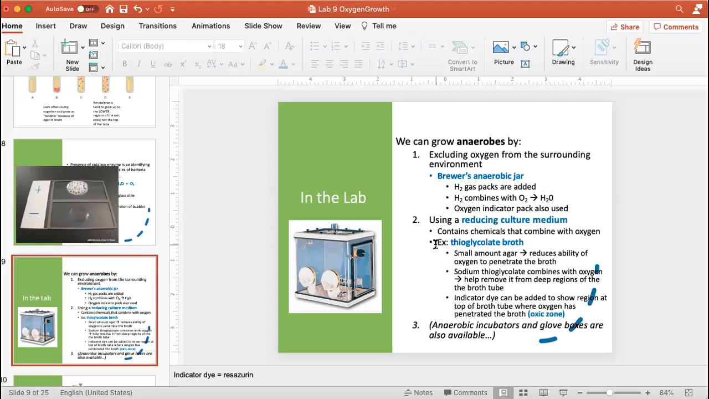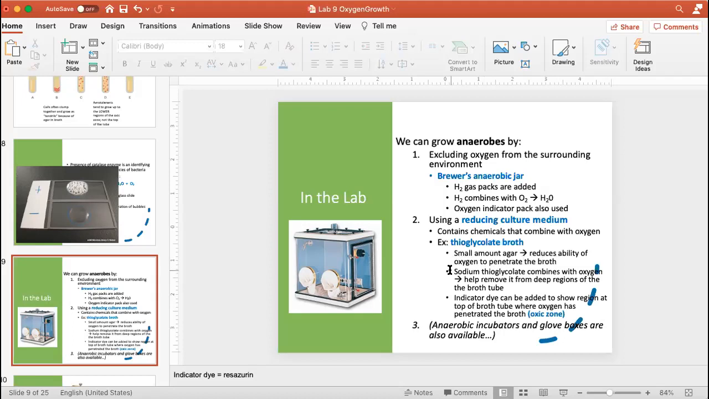Let's talk just a little bit more about what's happening in that tube. I said earlier that we put a small amount of agar into the thioglycolate. And what the agar does is it makes the broth a little thicker than it normally would be. And that's going to reduce the ability of oxygen gas from the air to penetrate down into the broth. You're still going to get oxygen penetration up in the upper 20%. That's the oxic zone. But the further down the tube you go, you'll get less and less oxygen till there's no oxygen down at the bottom.